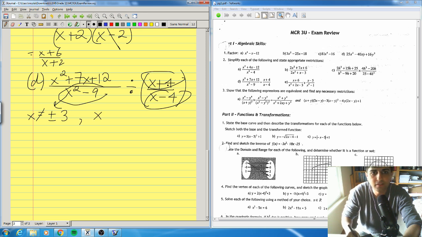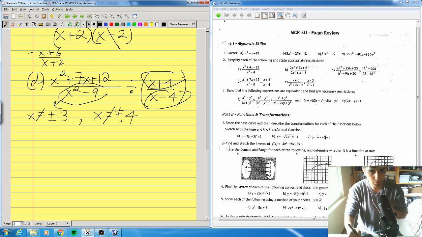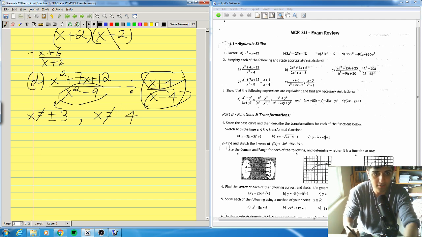And this next one is very easy. It means that x can't be negative 4 and it can't be positive 4, because if x is 4, then x minus 4 is 0, and if x is negative 4, then x plus 4 is 0. Those can't be allowed either. Now once we have that, we could start simplifying.